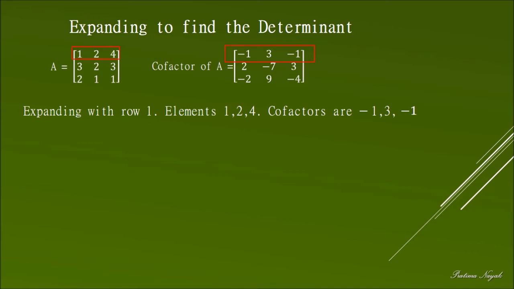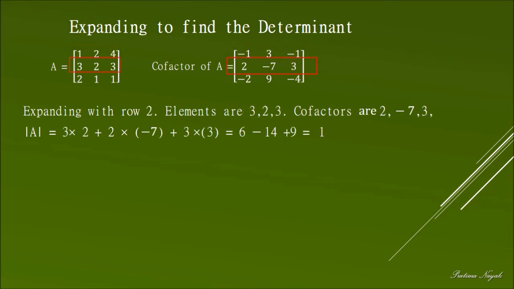Elements of row 1 are 1, 2, 4. Cofactors are -1, 3, -1. So 1 multiplies -1 plus 2 multiplies 3 plus 4 multiplies -1. That is -1 plus 6 minus 4. The result is 1. So 1 is the determinant of the matrix A.